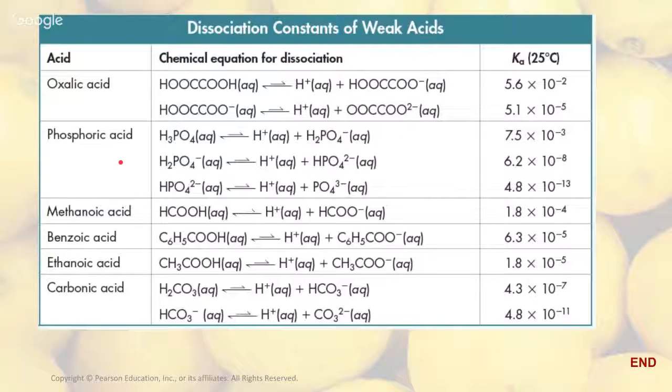So phosphoric acid, for instance, the formula is H3PO4. Notice that when one hydrogen ion dissociates, the acid dissociation constant is 7.5 times 10 to the minus third. And then when we lose the second one, now we're at times 10 to the negative eighth. And by the time we get to the third one, that's times 10 to the negative 13th. So it's very, very small, meaning that when you get to HPO4 2-, that is a very weak acid compared to H3PO4.